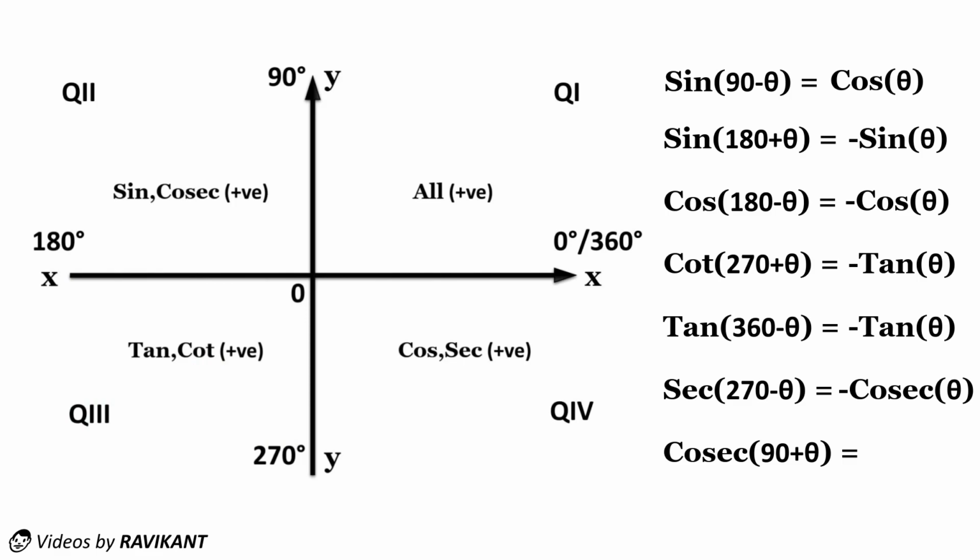And in the last we have cosec 90 degree plus theta. Here the angle lies in second quadrant, and in second quadrant only sine and cosec are positive, and we have given cosec, that means it would be positive, and it will change into sec because the angle is 90 degree plus theta, and we all know that at this angle all trigonometric ratios will change. So cosec 90 degree plus theta is equals to sec theta.